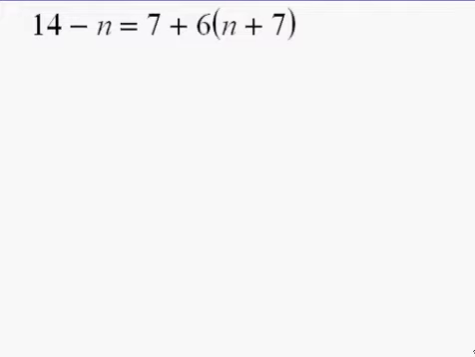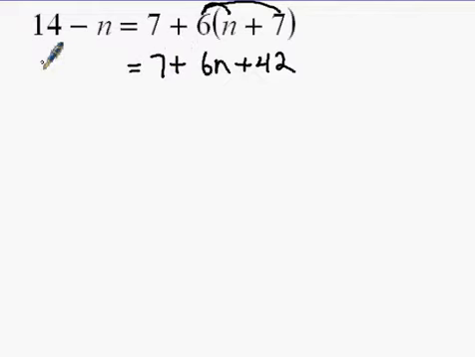Okay, we're solving more equations now where we have to simplify, but now we have parentheses as well. So what we'll need to do is simplify that stuff first. Let's get rid of those parentheses by simply doing what you've done with parentheses for a long time. Take the number outside and multiply it by each thing inside. So we'll get 6n plus 42. I still have a 7 plus over here, and on the left side, 14 minus n.